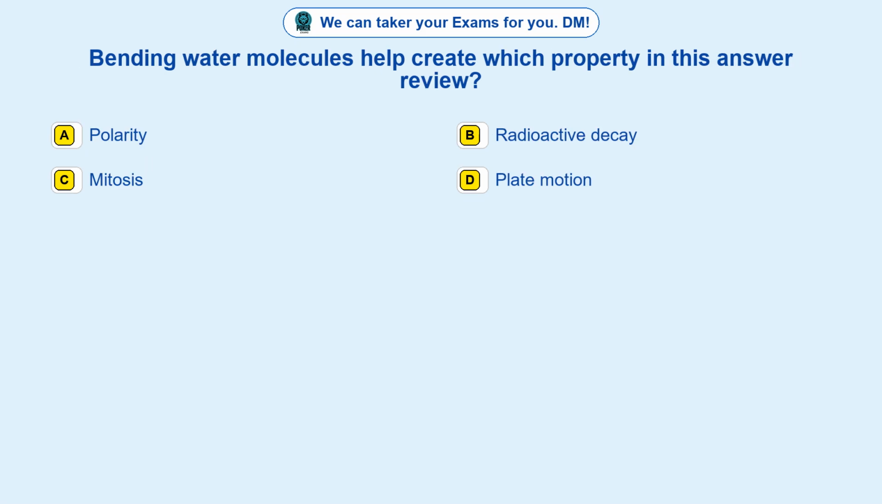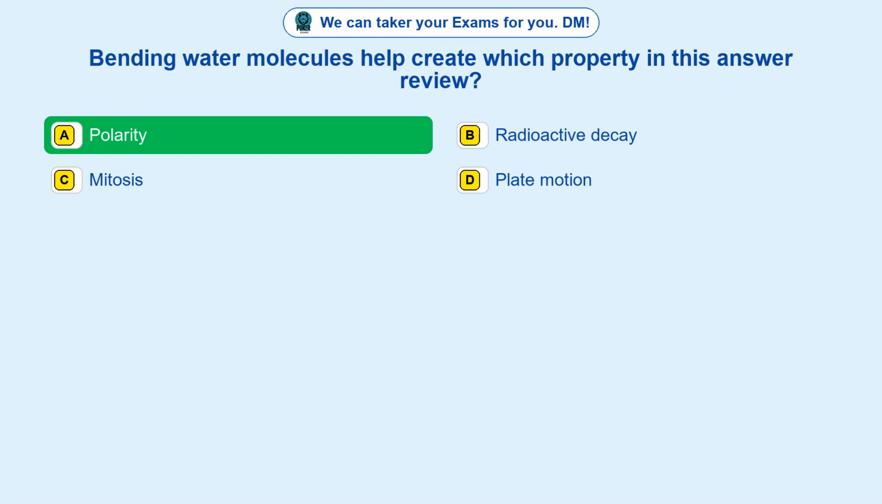Question 50. Bending water molecules help create which property in this answer review? Option A, polarity. Option B, radioactive decay. Option C, mitosis. Option D, plate motion. The correct answer is option A.